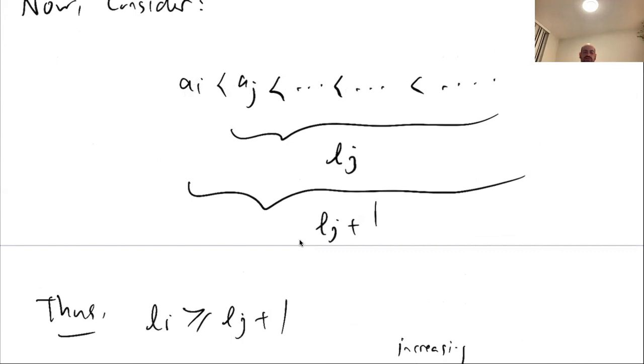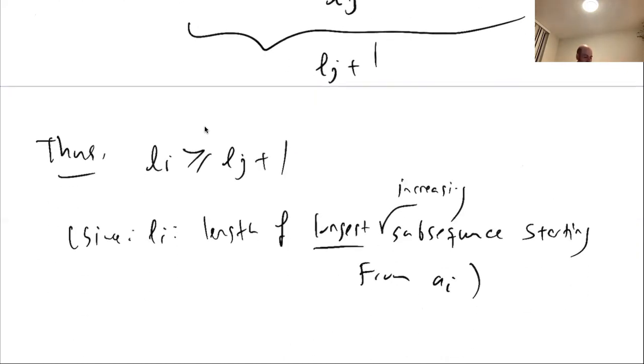And what is the length of it? The length of it is Lj plus 1. So if I already found one increasing subsequence starting from ai with length Lj plus 1, the length of the longest such subsequence must be bigger than or equal to this number. So that means Li is bigger than or equal to Lj plus 1.